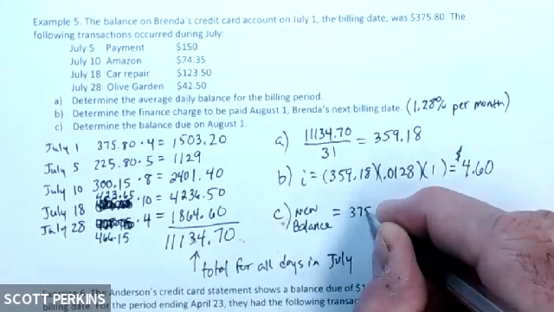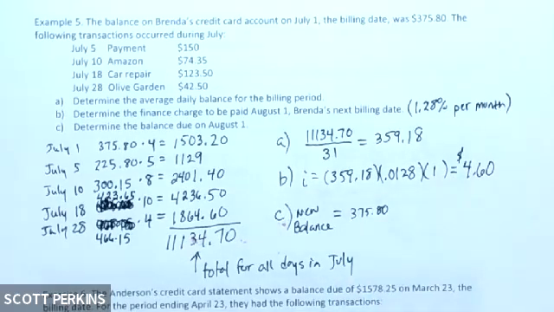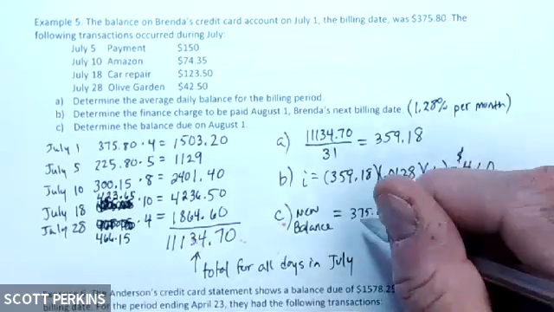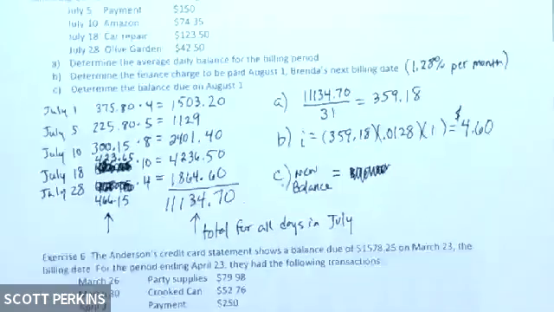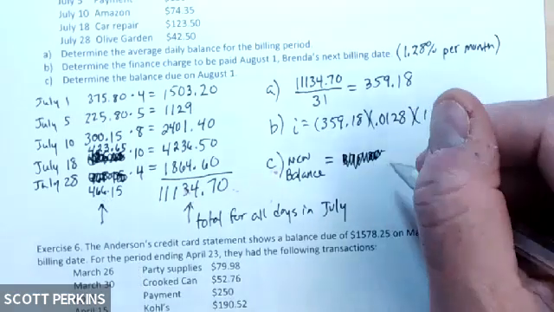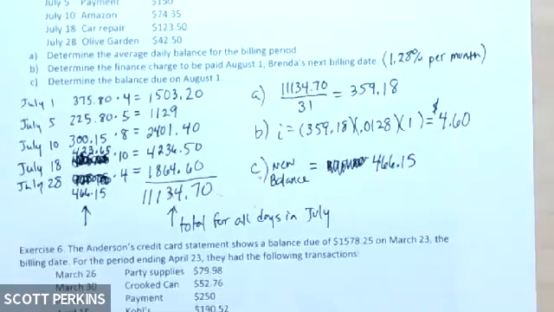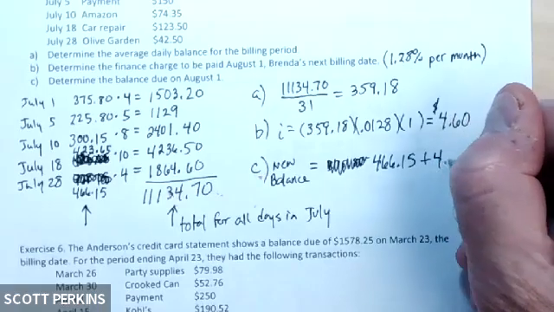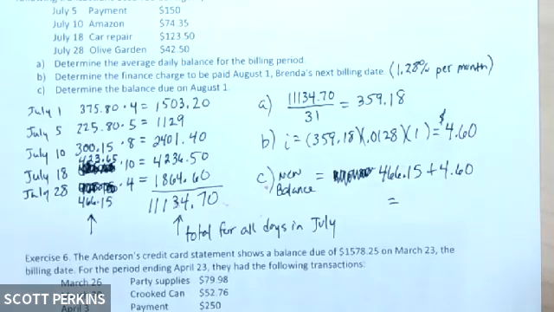Starts off as 375.80. Actually, we've already done all this, so we've got a shortcut. We don't need to do this. We already know right here that on July 28th, the last thing that happened, Brenda's balance went up to 466.15. The only thing that we have to add on to this to get the new balance is that she has $4.60 worth of interest. And so what that makes is 466.15 plus the $4.60 is 470.75.